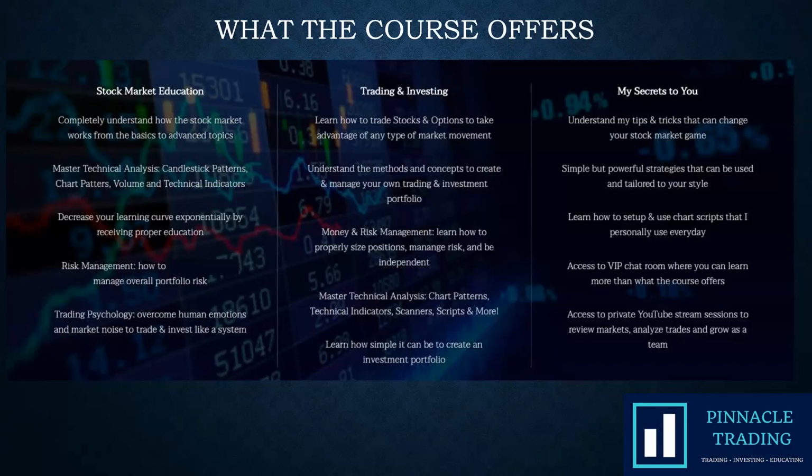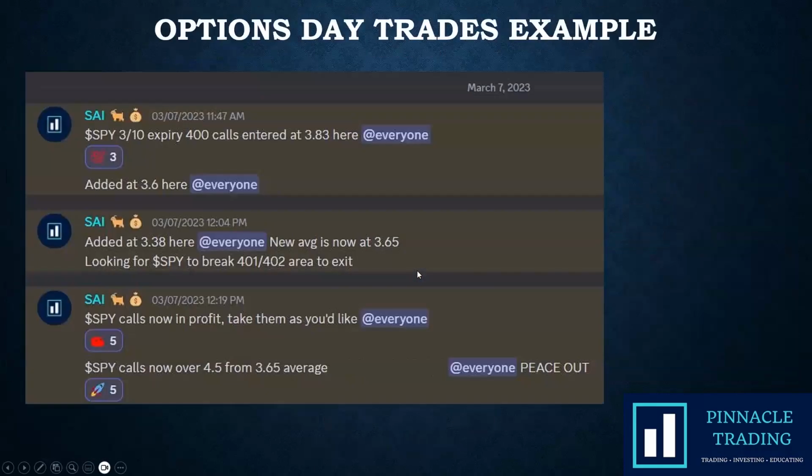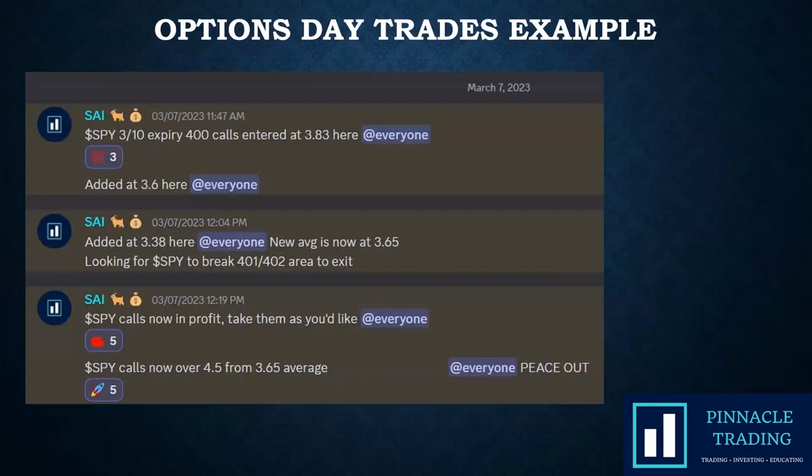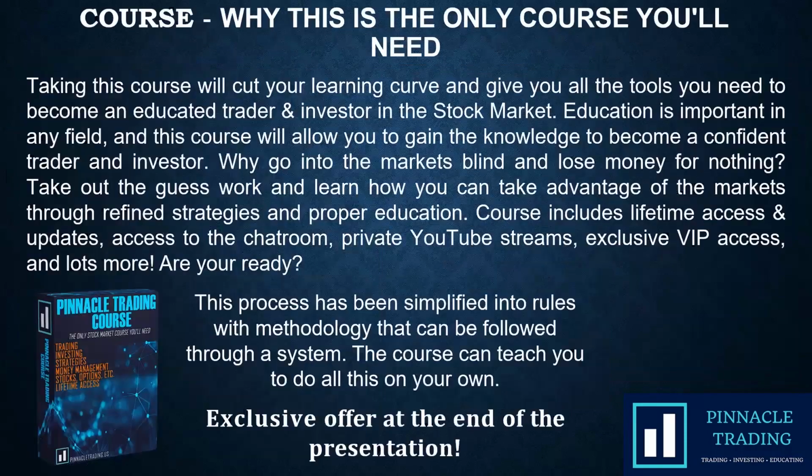And the trading psychology. We want you to mainly overcome human emotions and any market noise and to trade like a robot, just like a system. So if a trade's not going our way, we'll cut it. If a trade's going our way, we'll look to add, make more money, and scale out of the positions. Like I called out right here, this day trade example, and even this swing trade options day trade example, in all of these trades there are certain levels where I add, and certain levels where the markets move up and down.